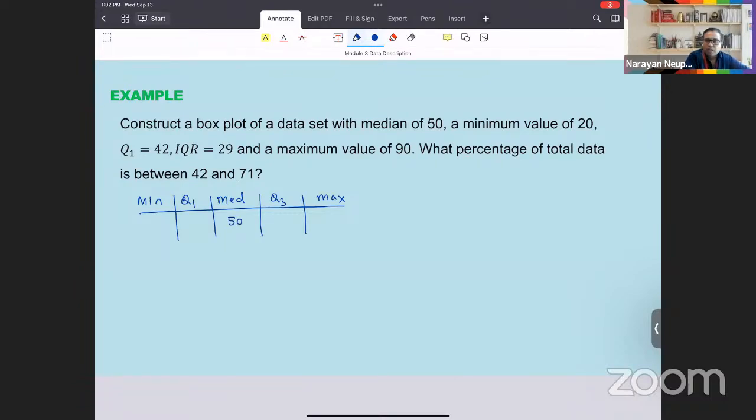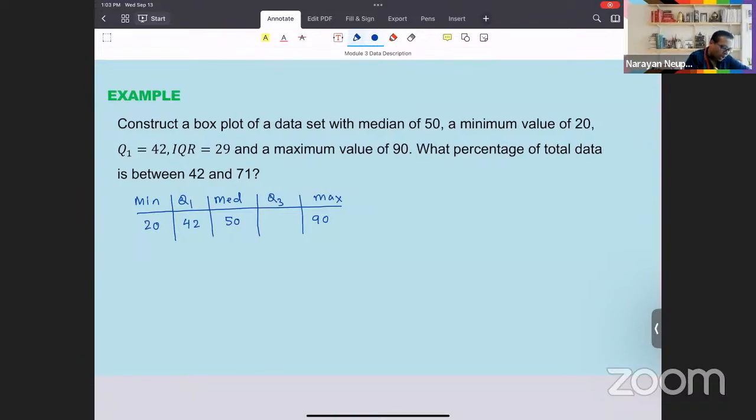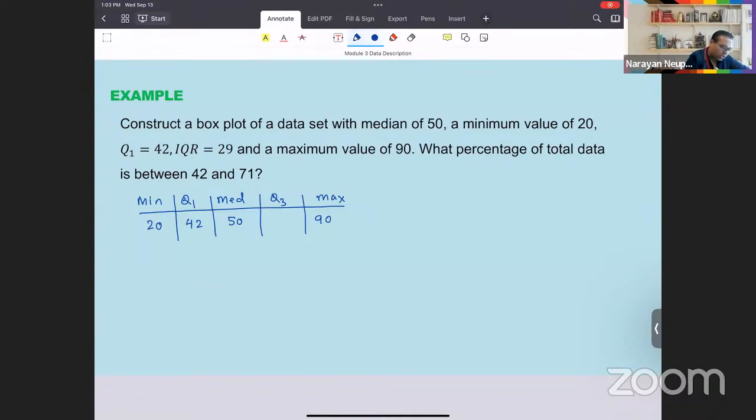Median is 50. Minimum is 20. Q1 is 42. They said maximum is 90. Also, they have given IQR is 29. You know what IQR is. If you remember, IQR is Q3 minus Q1. Yes or no? Q3 minus Q1 is IQR.